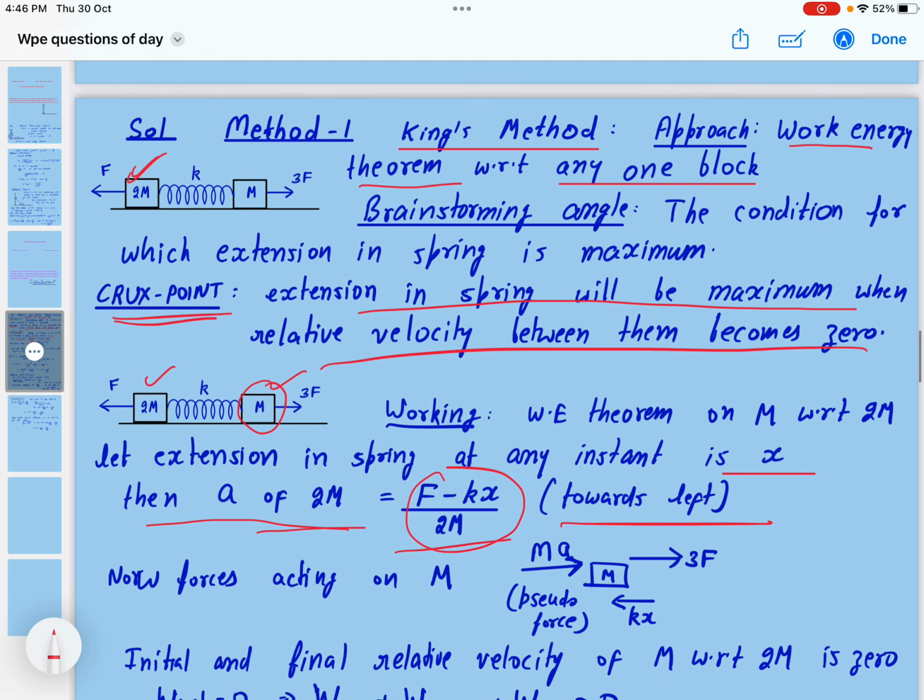Now, the forces acting on m with respect to 2m. The real forces are, the actual force is 3F, and the spring force towards left, and an imaginary force, that is the pseudo force. The pseudo force acting on m is ma, right? That is acting towards right, because the acceleration of 2m is towards left. So this variable acceleration we are writing in a way that it is towards the left. By that way only, the pseudo force acting on m should be towards right. So that is the pseudo force ma, the 3F force, the spring force Kx, right?